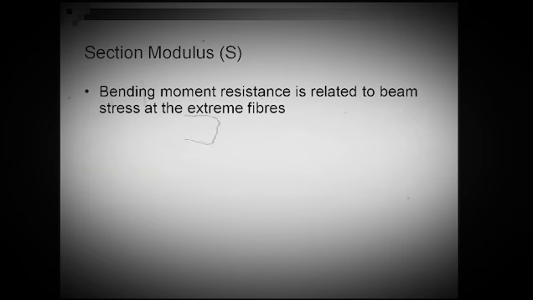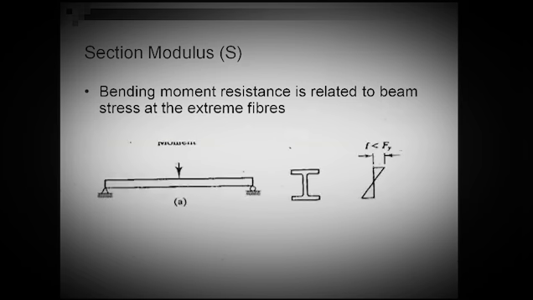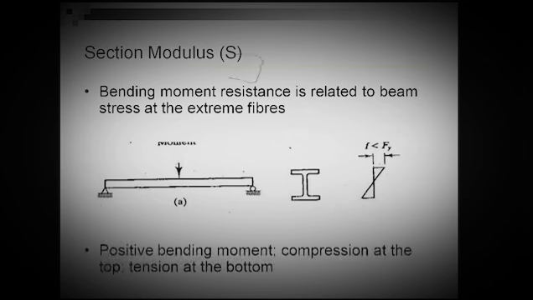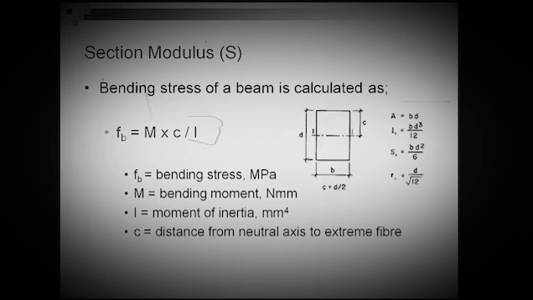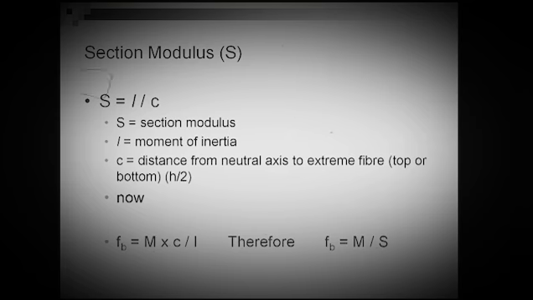Section modulus is the last sectional property that we are going to introduce, and it's related to the beam stresses at the extreme fiber. The equation will be deduced from the bending stress equation, and we'll be introducing bending stresses next week or the week after maybe. Simply put, the section modulus is the I, my moment of inertia that I previously calculated, divided by the distance from the neutral axis to the extreme fiber, the top or the bottom.